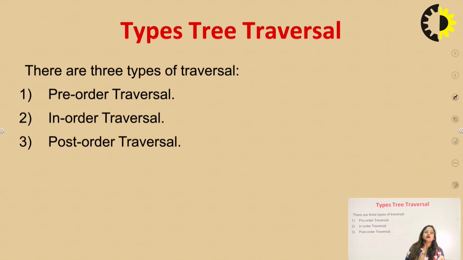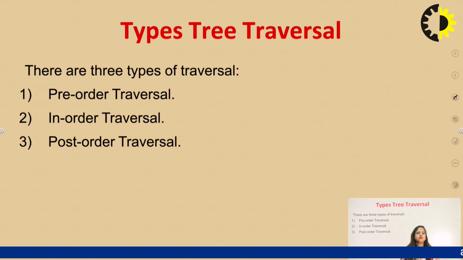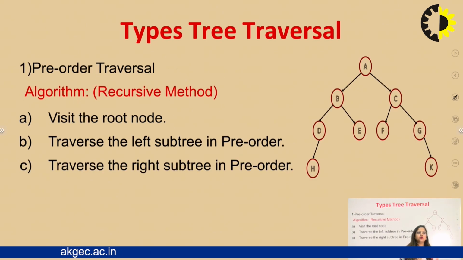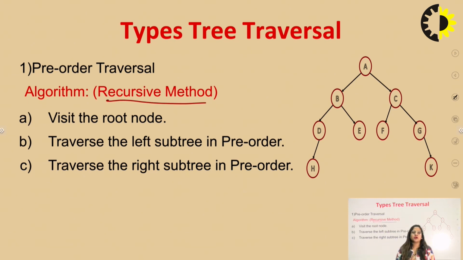Now there are three types of traversing. First one is pre-order, second is in-order, and third is post-order. We will discuss these different types of traversing one by one. First one is pre-order. What is pre-order traversing? According to pre-order traversing, we use a recursive method.